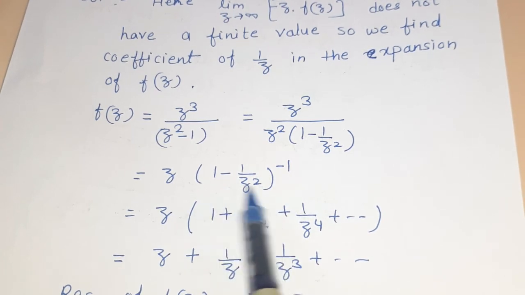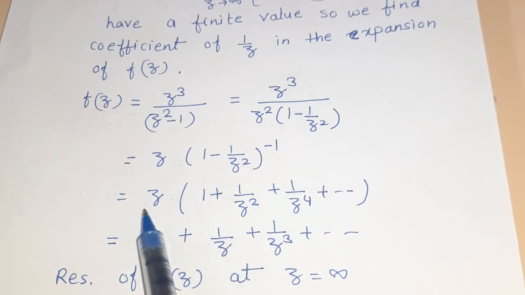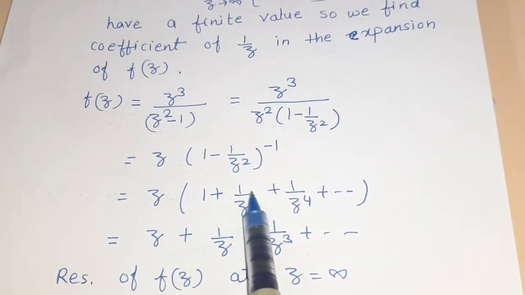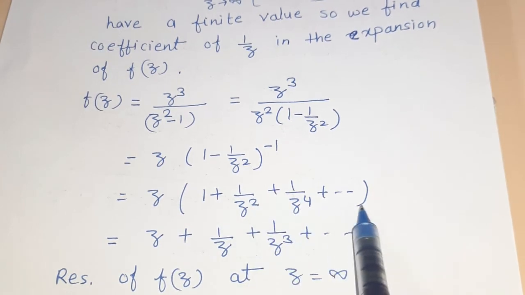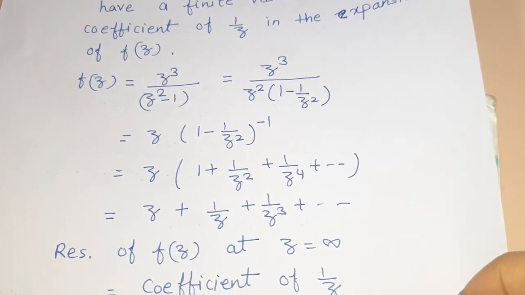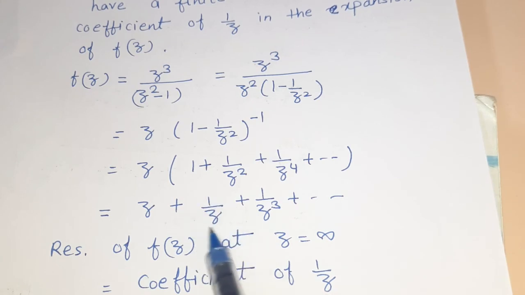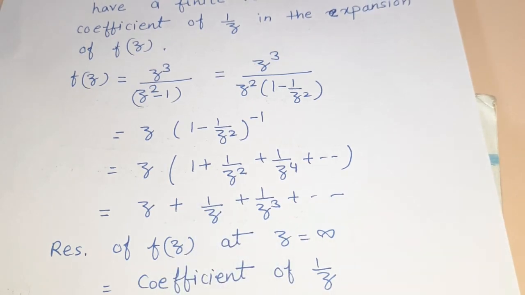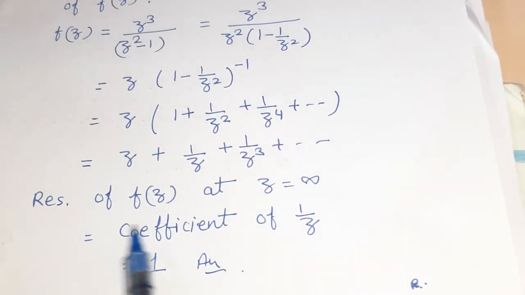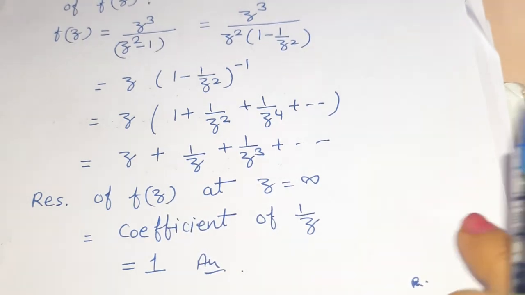We take the binomial expansion of this function, 1 plus x square and so on. Then what we get: z into (1 plus 1 by z square plus 1 by z to the power 4 plus and so on). We multiply z with these terms and we get this value. And what is the coefficient of 1 by z here? That is 1. So the residue of this function at z equal to infinity will be the coefficient of 1 by z, that is 1. So 1 is the answer.